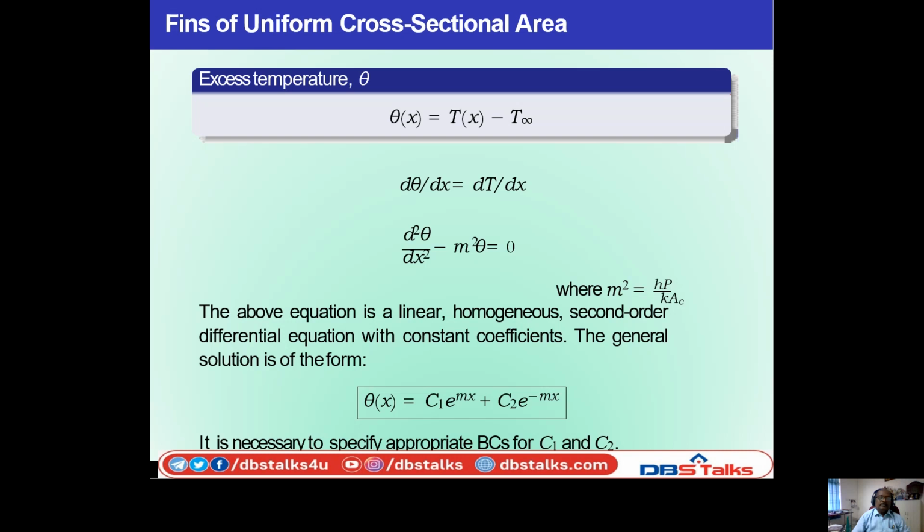And to solve this differential equation, we are taking a new term called theta. Theta means T minus T infinity, theta equal to T minus T infinity. That particular differential equation we have converted in terms of theta. That is d square theta by dx square minus m square theta equal to 0, where m square equal to hP by k into Ac, where h is the convective heat transfer coefficient, k is thermal conductivity, P means perimeter and A means area.